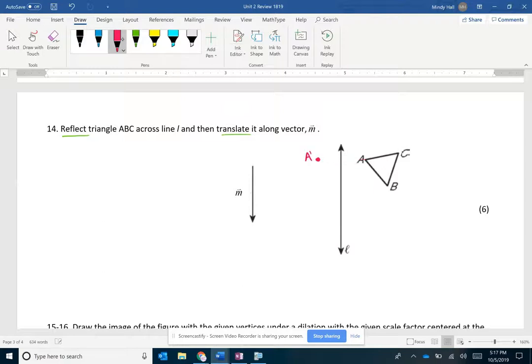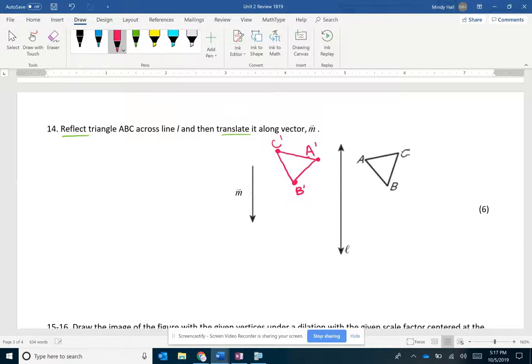Okay, so then for C prime, I have to draw, oh, this line's longer. About there-ish. And then B prime is about there. So then you connect them.